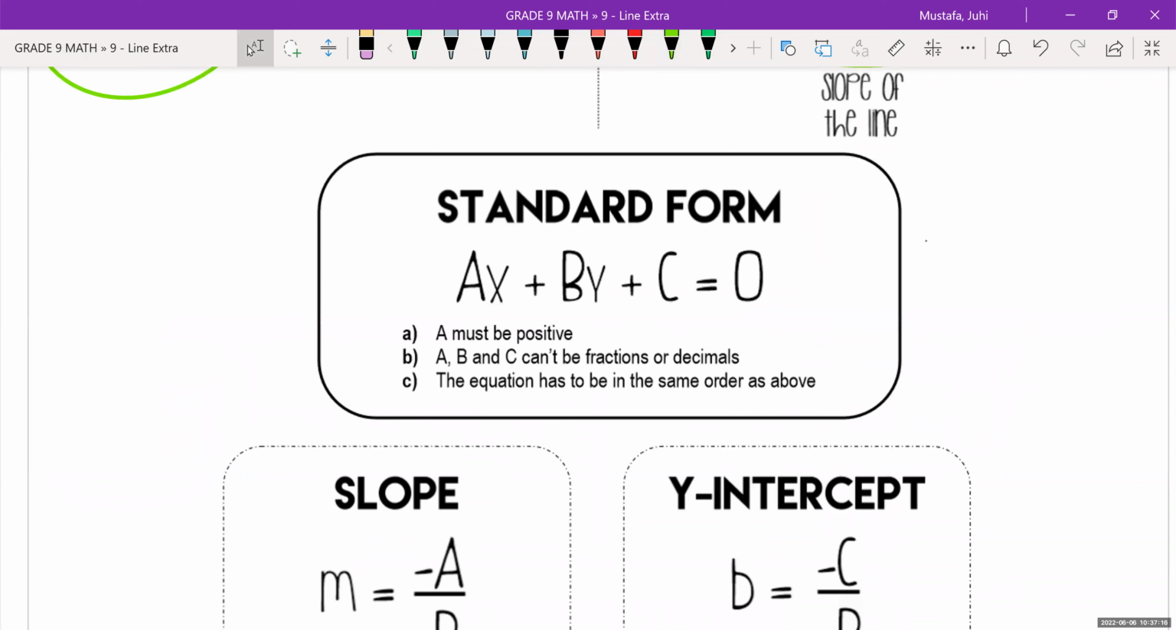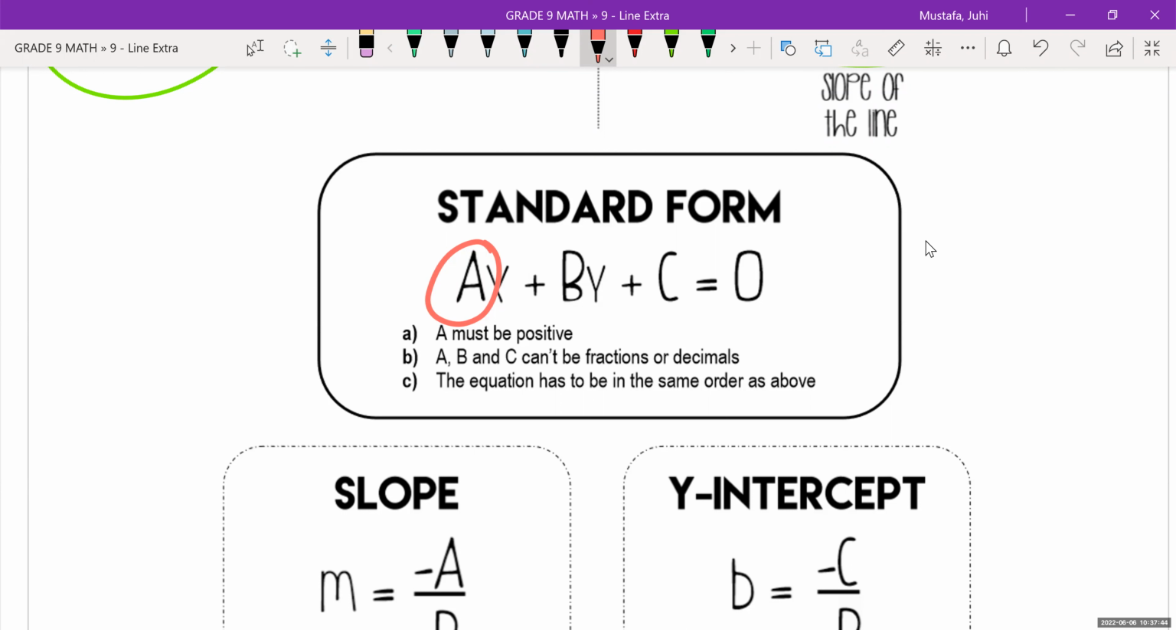Standard form is always written in the form of Ax plus By plus constant C is equal to 0. So the letters A, B, and C stand for any numbers in the world. So you could have 5x plus 6y plus 7 is equal to 0. But what's really important is these three rules. A always has to be positive. So if your A value is a negative number, you have to change it, rearrange it, do whatever you need to do to make A a positive number.